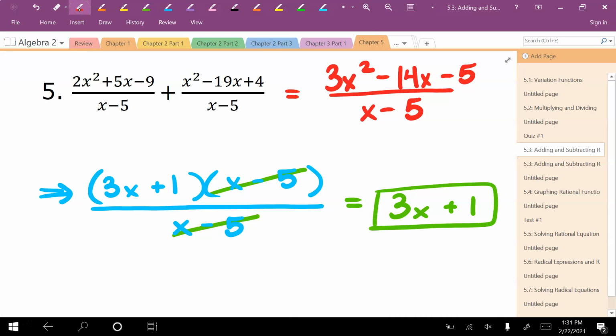So far, I've only shown you problems, though, that already had common denominators. We didn't have to do anything to the bottom of the fraction. They already matched. Now we have to get into the situation where they don't match. So if you have unlike fractions, you have to make them look like each other first before you can try and add or subtract them.